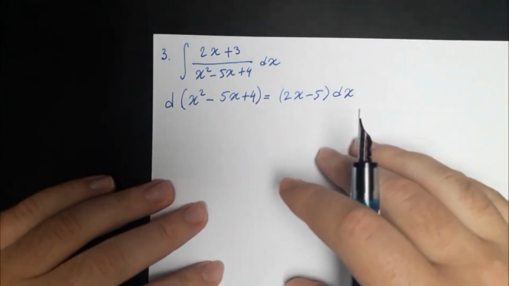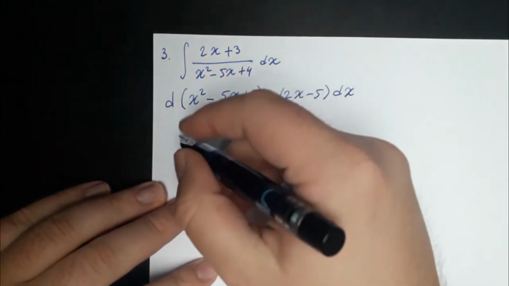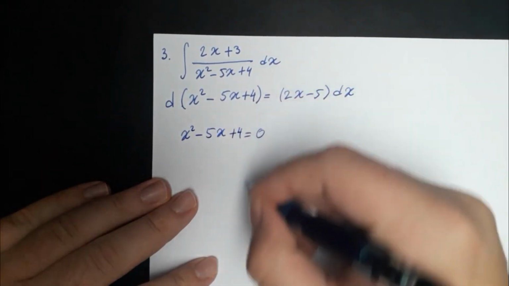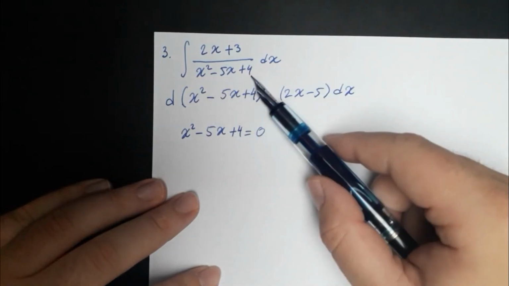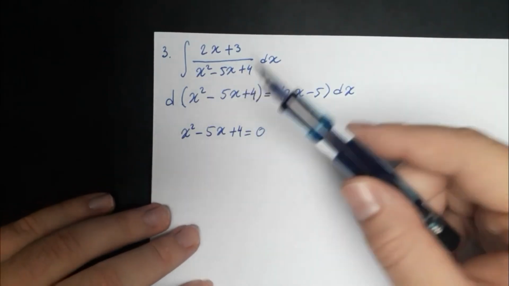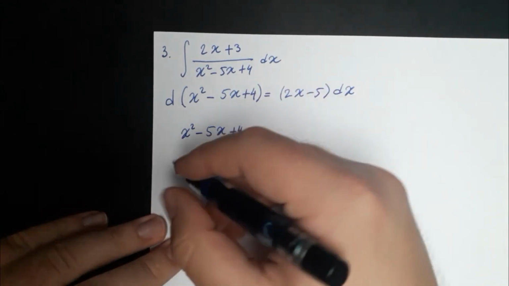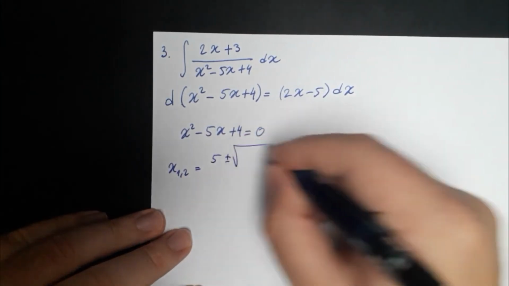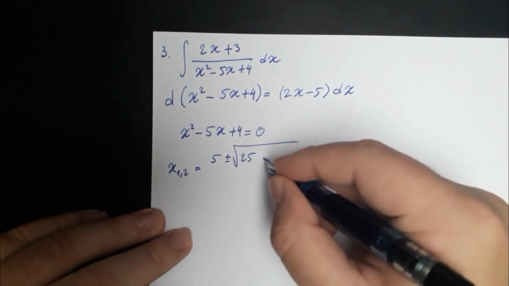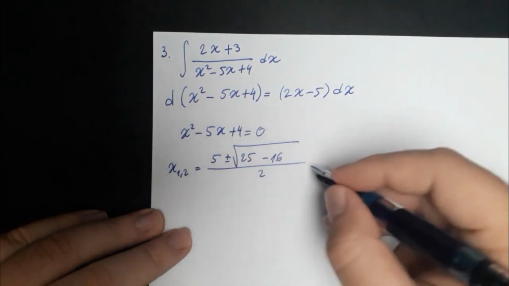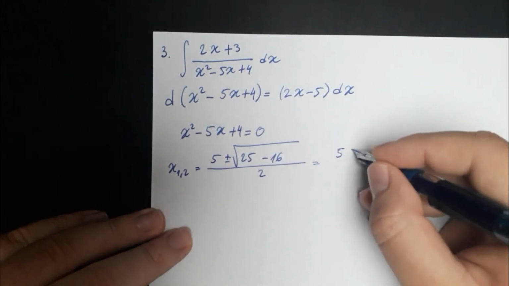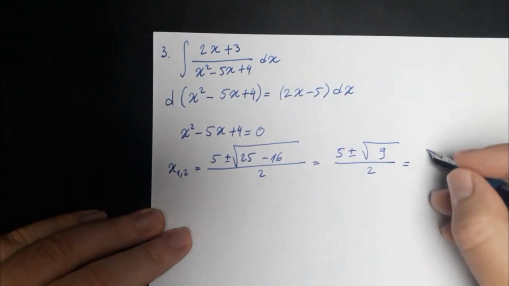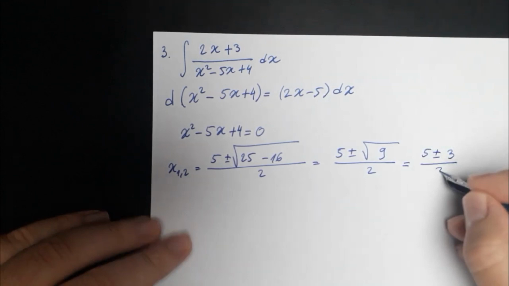So let's pick a different method to solving this. Let's observe the quadratic equation x squared minus 5x plus 4 equals 0. The idea is to factor the binomial which we have in the denominator, as it is a rational function. So x1,2 in this case is equal to 5 plus or minus the square root of 25 minus 16 divided by 2, which is equal to 5 plus or minus a square root of 9 divided by 2, which is equal to 5 plus or minus 3 divided by 2.